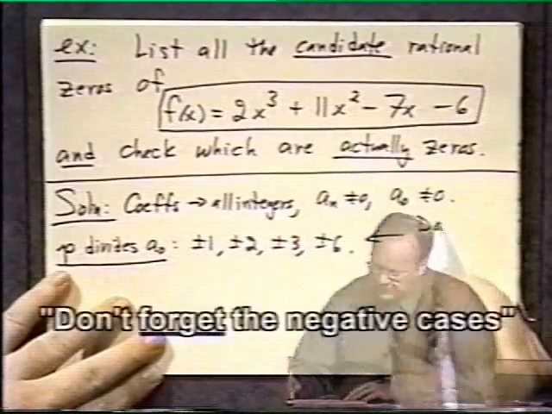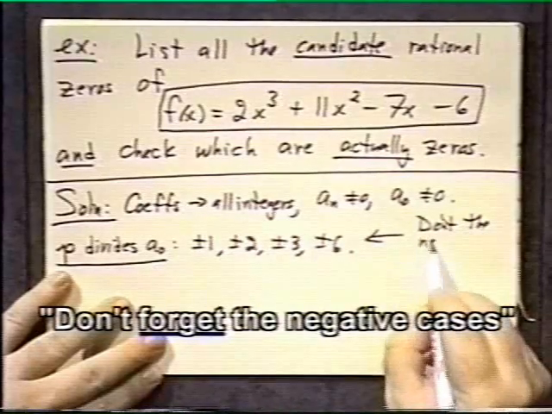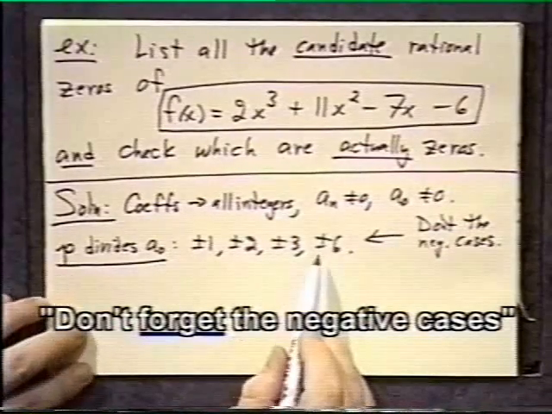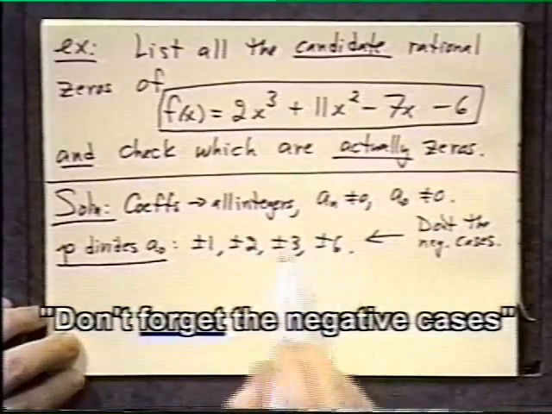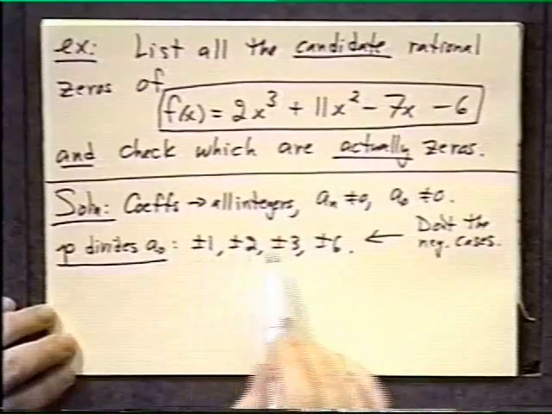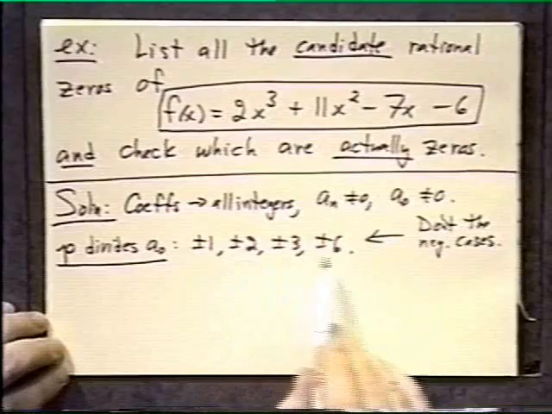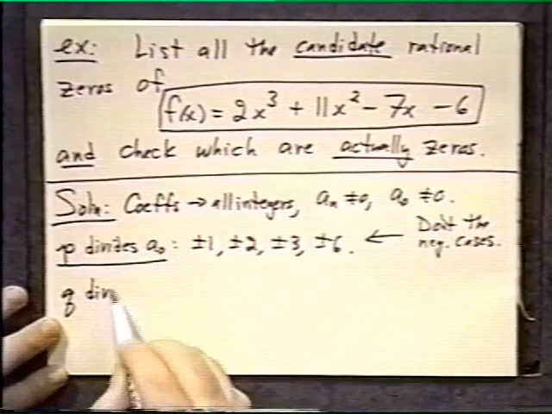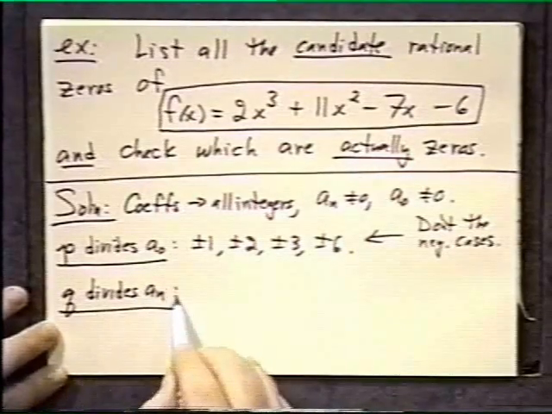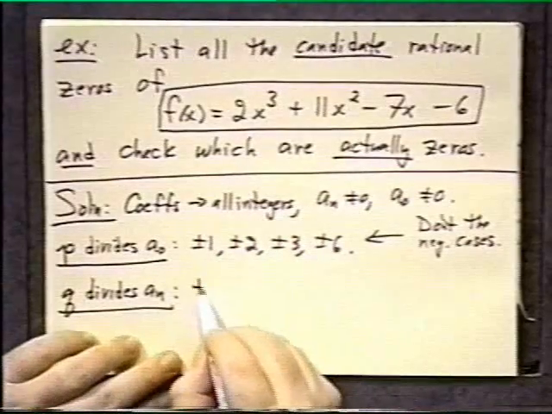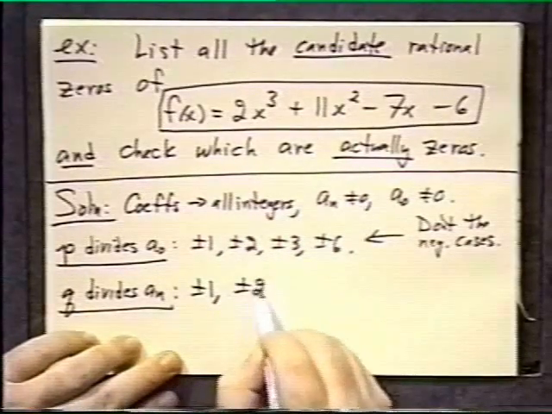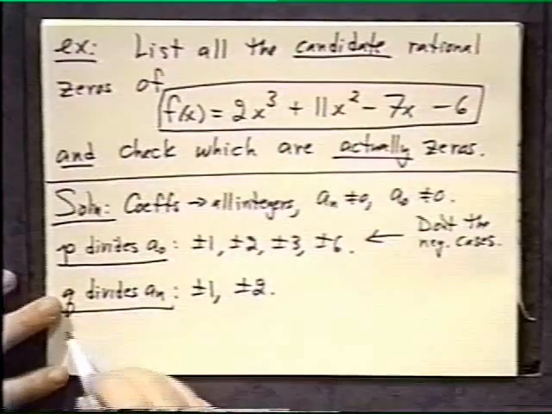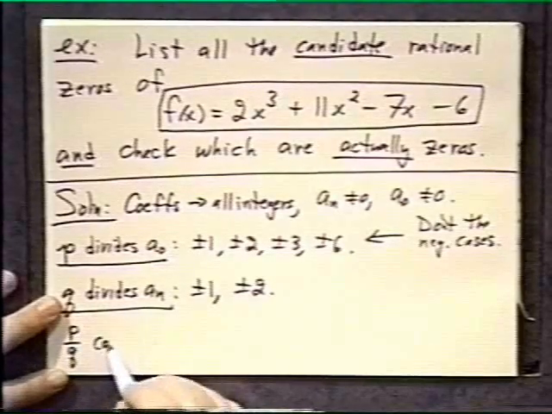And let me point out here, don't forget the negatives. Don't forget the negative cases, because negatives can be rational numbers. They can be the top of a rational number. Now, finding all of these sometimes can be hard. If the number is rather large, you might have to do a lot of extra work to get all the factors. This one was easy. And then also q must divide a sub n. Well, a sub n is 2, so this is a little easier. We know that plus or minus 1 and plus or minus 2 will divide that. Now, of course, we're not interested in p or q alone, so we are interested in p over q candidates.